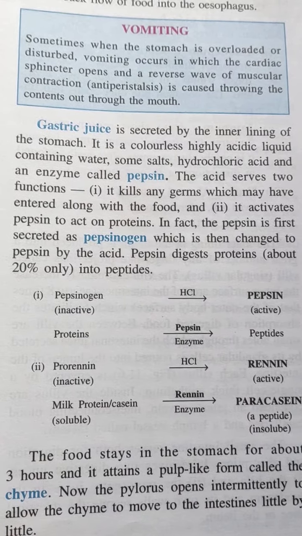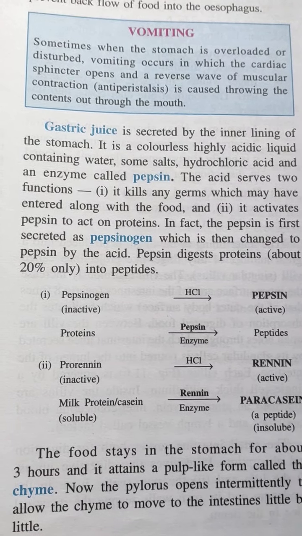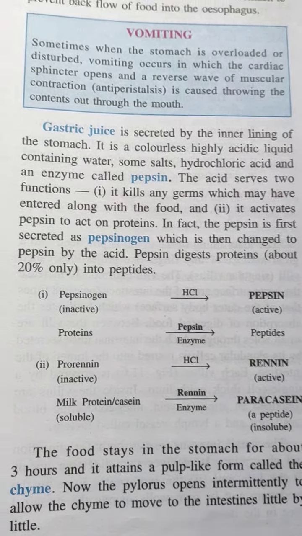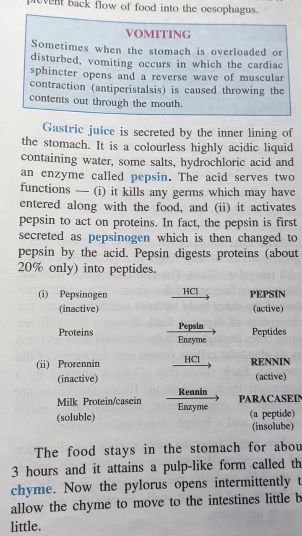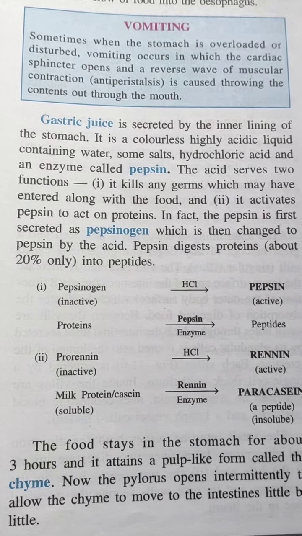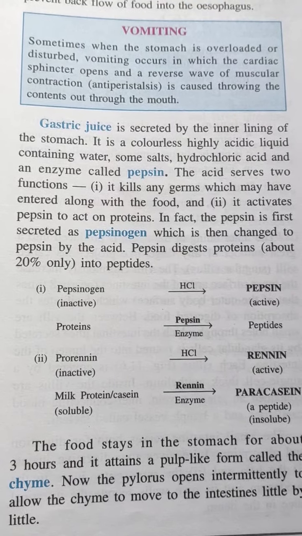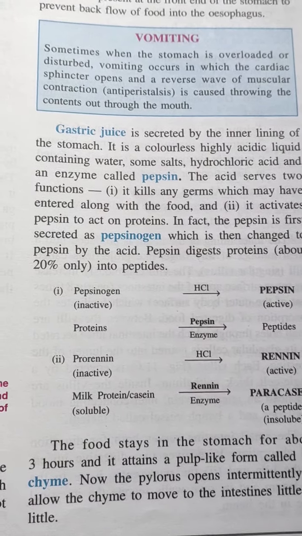Pepsinogen is the inactive form. HCl is acting and converting it to pepsin. Now, proteins are being acted upon by the pepsin and they are being transferred to the peptides. Similarly, prorenin by HCl forming renin.